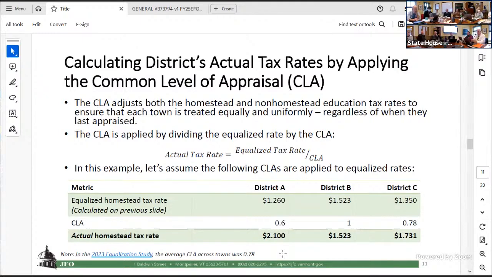And just to respond to that comment, I will add that applying the CLA to the tax rate or applying the CLA to the property value is mathematically the same. Okay. So that's how the actual homestead tax rate that's showing up on people's property tax bills would be calculated for these three fictional districts.